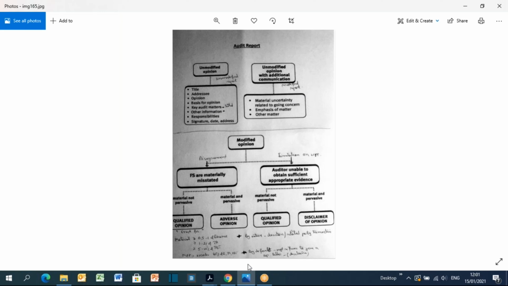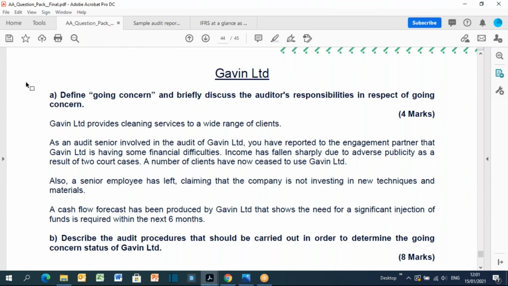So if we look at the next question, here you have to define the going concern and the auditor's responsibility in respect of the going concern. So you should know that the management are responsible for assessing the company's ability to continue as a going concern, not the auditors. The auditors have to review that information, the notes that are given by the management to the financial statements, and whether the selection of that is appropriate or not.